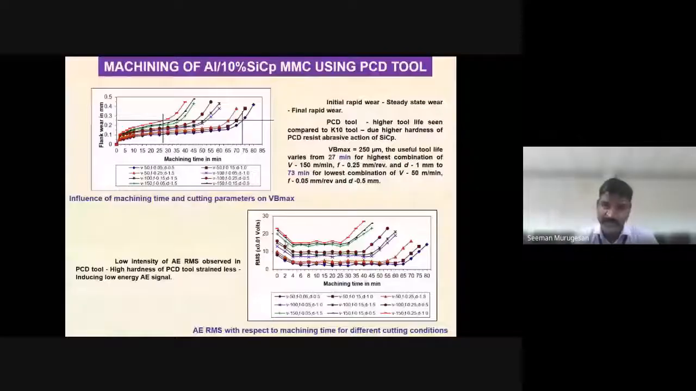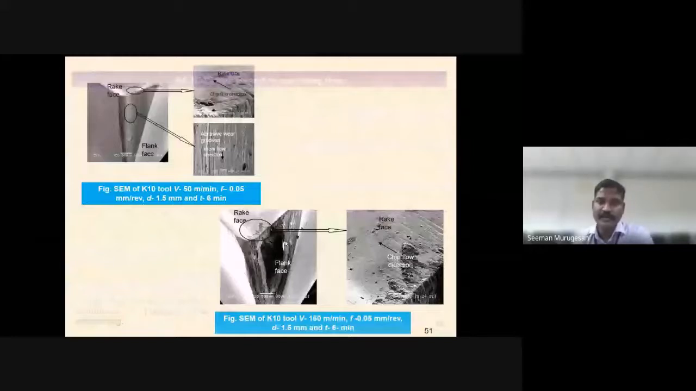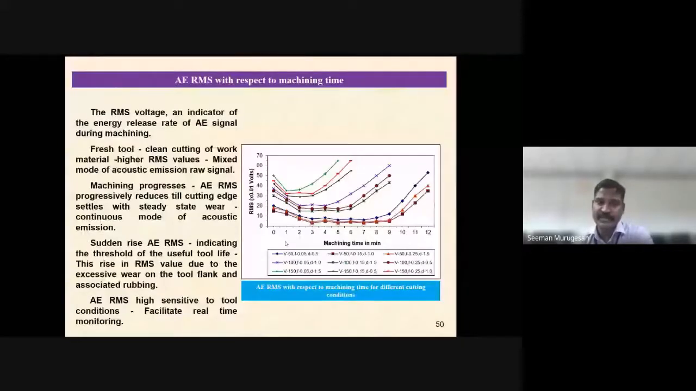data, then draw the plot. AE RMS, this is the measuring time. The second graph shows the AE RMS versus the measuring time. Here also a similar trend is observed like the K10 tool, but the intensity of the AE signal will be less compared to the K10 tool. Go and see the K10 tool. The intensity will be high, around 70 millivolts. But the intensity of the AE RMS will be less in the case of the PCD tool.